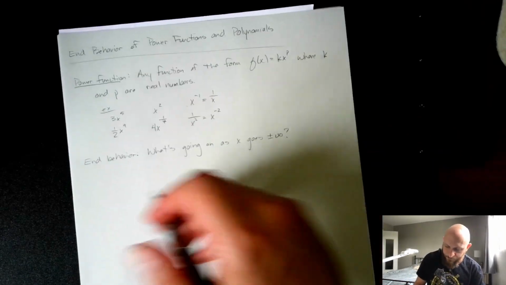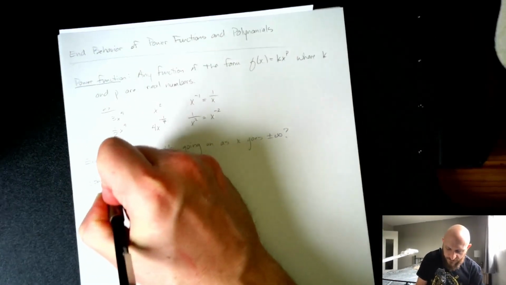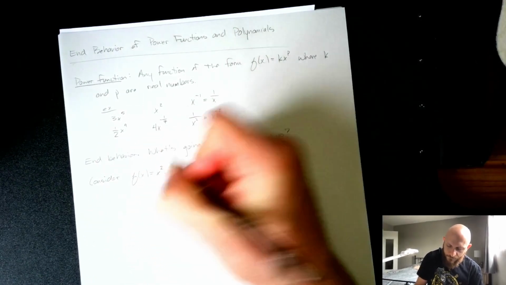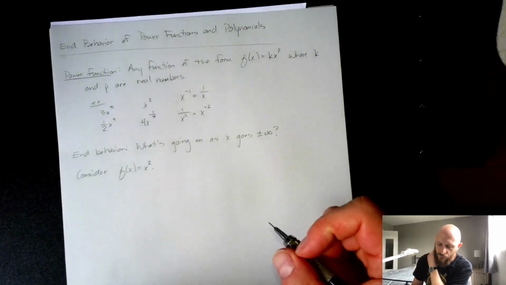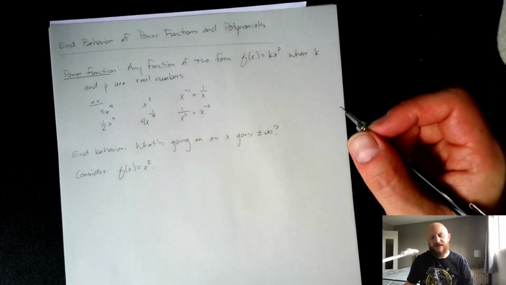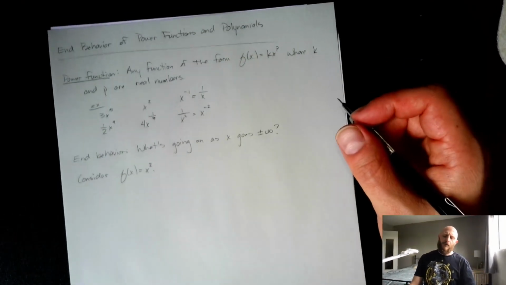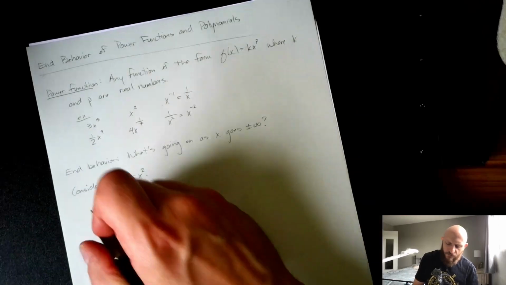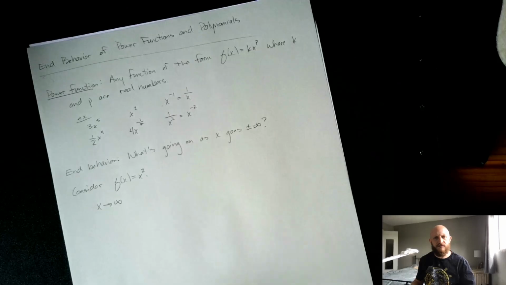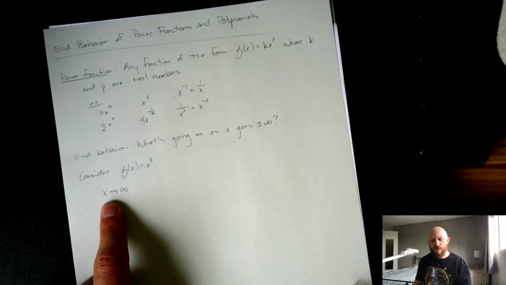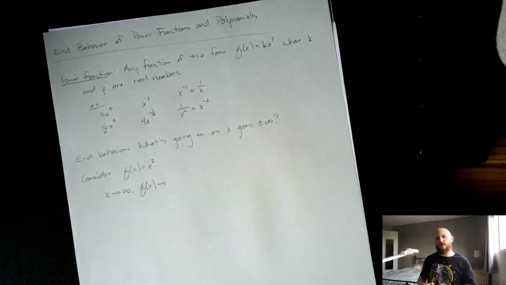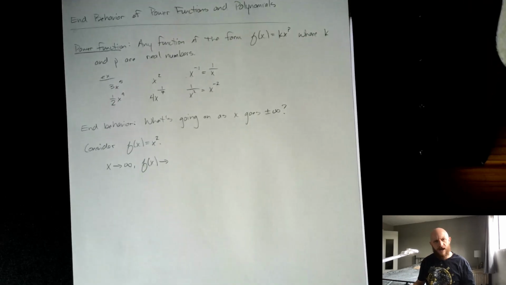So let's consider something like x squared. We want to think about what happens as x goes to infinity, and what happens as x goes to negative infinity. Here's how we write this, by the way. The notation is x arrow positive infinity. This says as x goes to infinity, we want to say what happens to f of x as x goes to infinity.